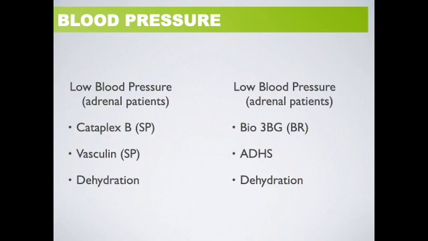There's a column here, the Cataplex B is Standard Process, Vasculen. The two products I use quite a bit from Biotics are 3BG, which is kind of heavier on the toning group of the B vitamins, and then of course ADHS I find very helpful. ADHS has a complement of B vitamins and some herbal components that act as adaptogens and also help to bring the overall energy system up in the body.